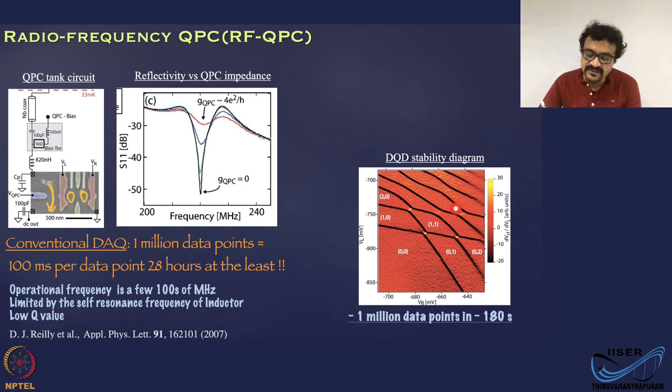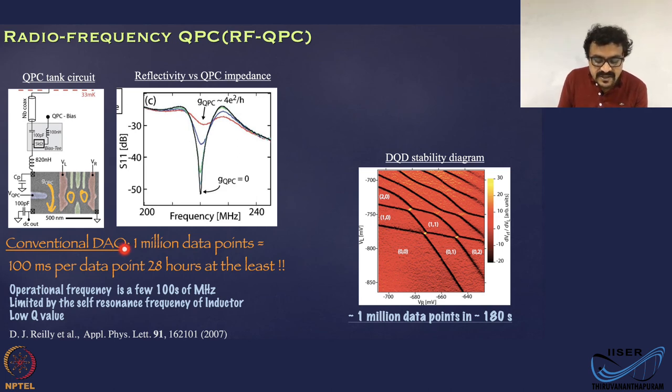Usually you get this information by measuring the direct current through the device, but in this experiment what is done is you have looked at the RF voltage as a function of the gate voltage, dV_RF by dV_L. You actually have varied V_R and V_L and recorded this, and you can see that the whole stability diagram was recorded with 1 million data points in a matter of about 3 minutes. That means you have 1 million data points.